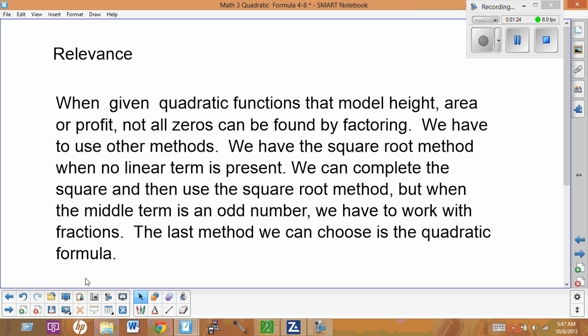Relevance. When given quadratic functions that model height, area, or profit, not all the zeros can be found by factoring. We have to use other methods. We have the square root method. When no linear term is present, we can complete the square and then use the square root method. But when the middle term is odd, we have to work with fractions. The last method we can choose is the quadratic formula.